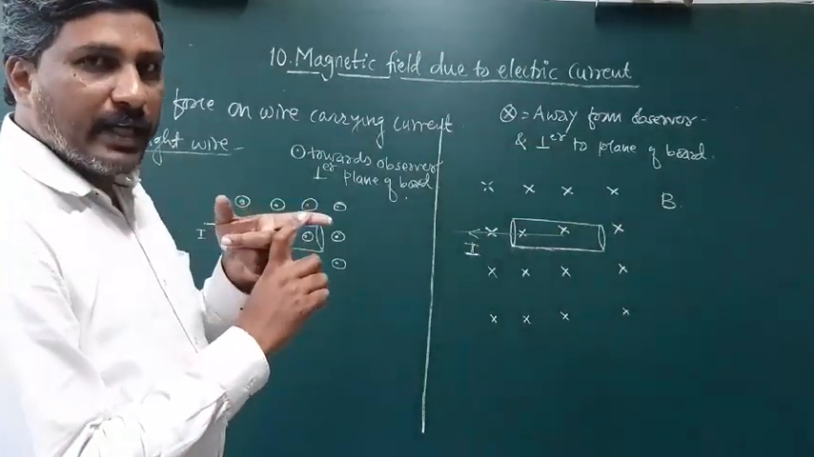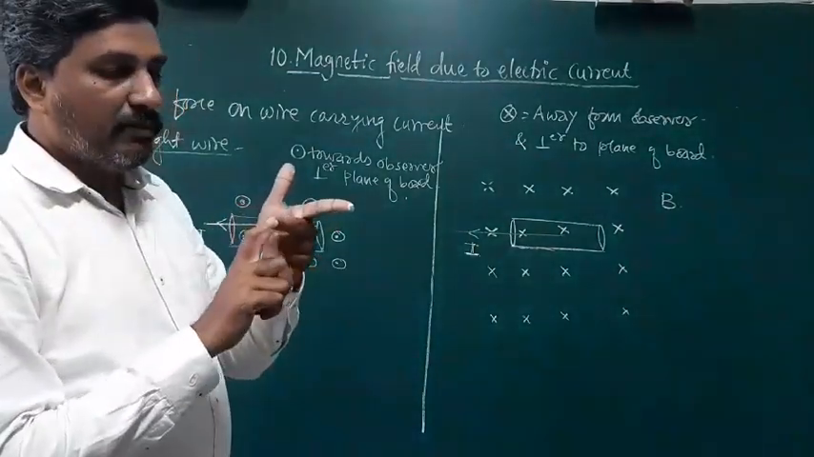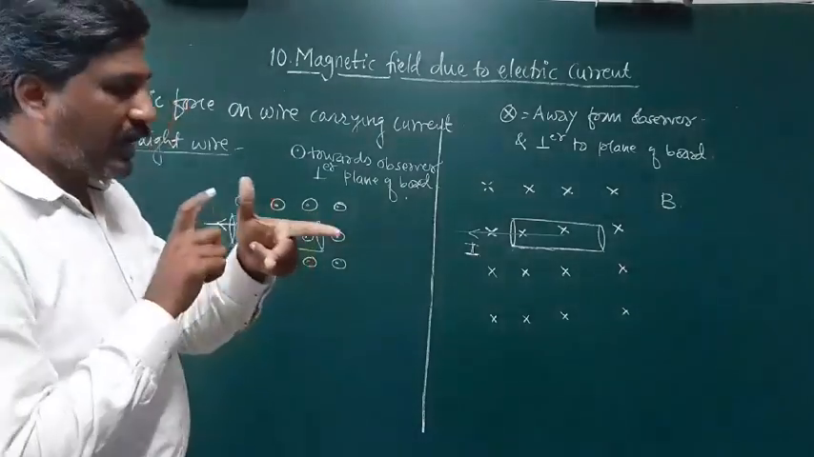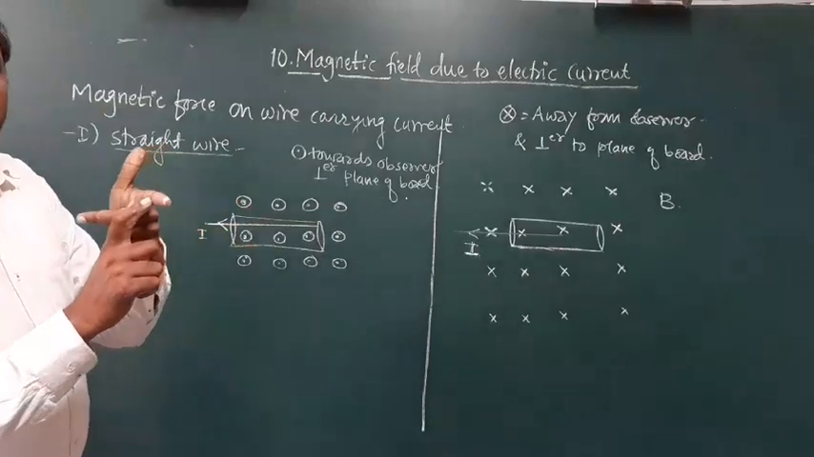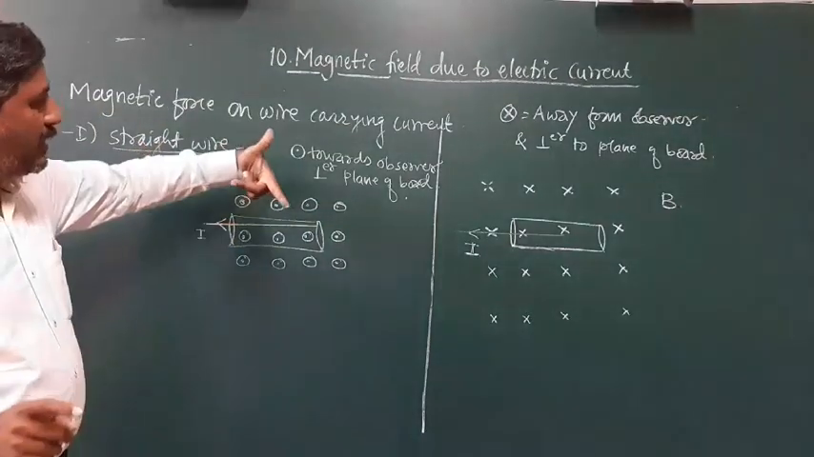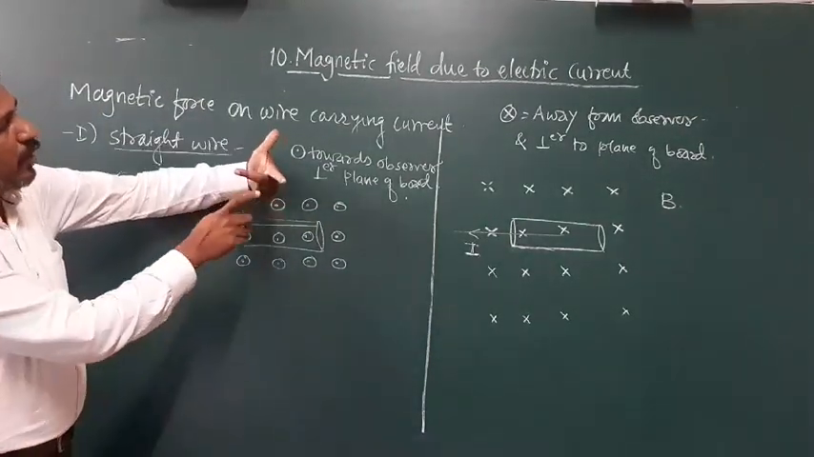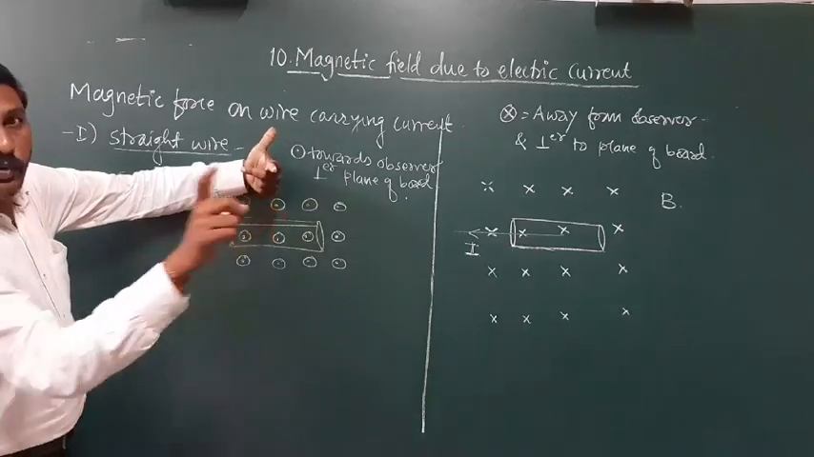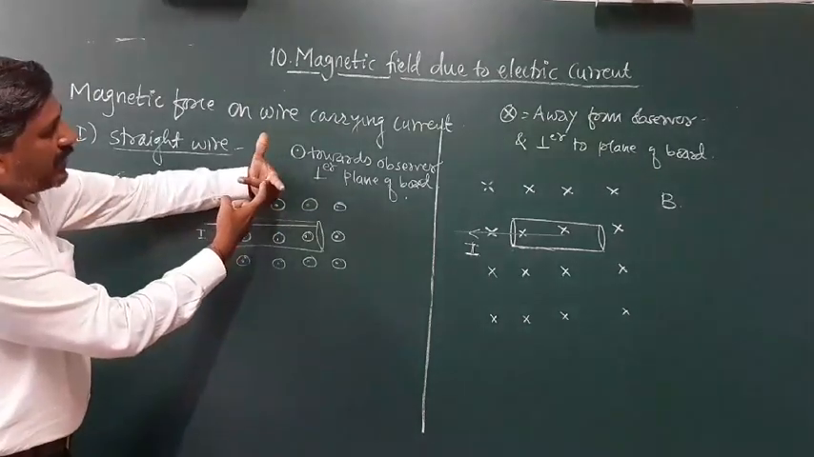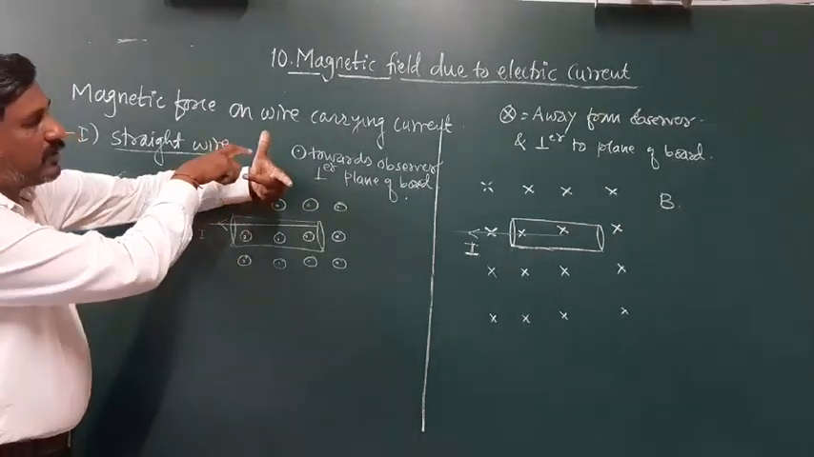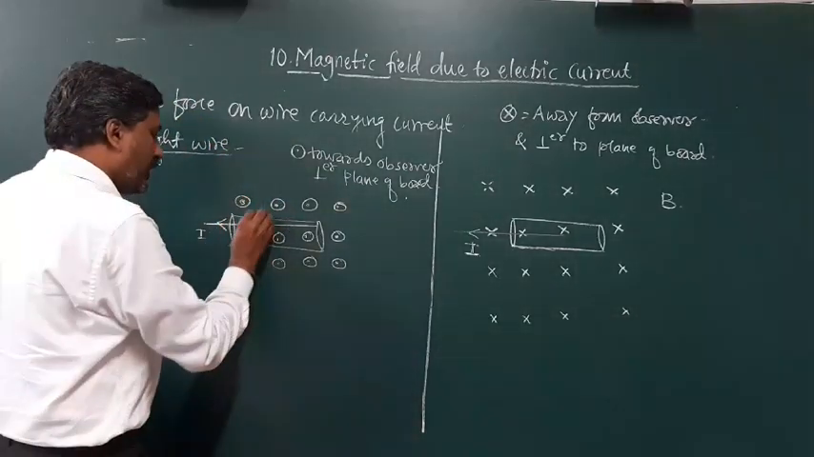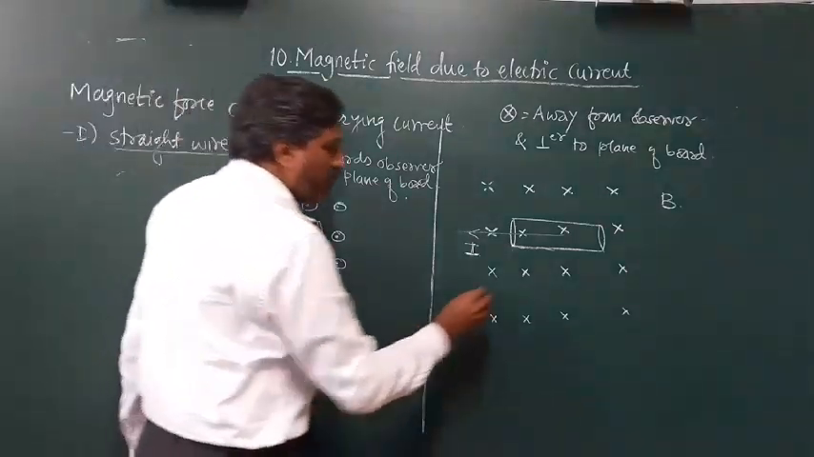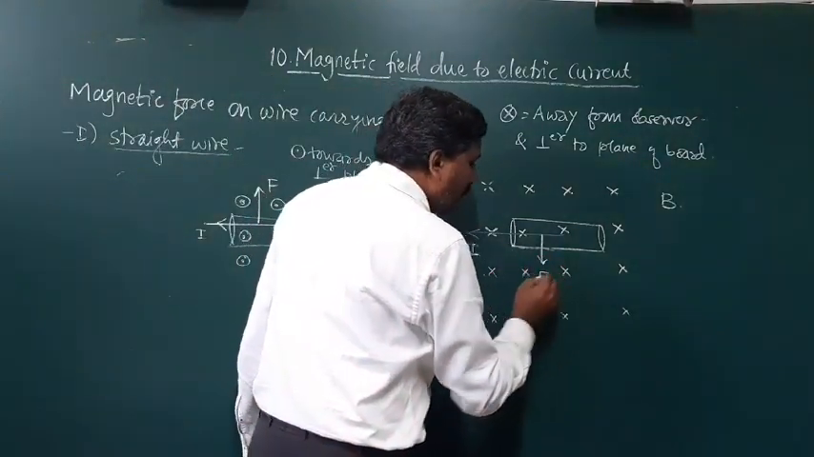The first finger indicates the direction of magnetic field, the middle finger indicates the direction of current, and the thumb indicates the direction of force. Now we see, this finger indicates the direction of magnetic field. The magnetic field is coming outward, so the first finger is towards the observer. This middle finger shows the direction of current, and the thumb is in the upward direction, meaning the force acts in the upward direction. So in this case, force is upward. In the earlier case, the force is downward.